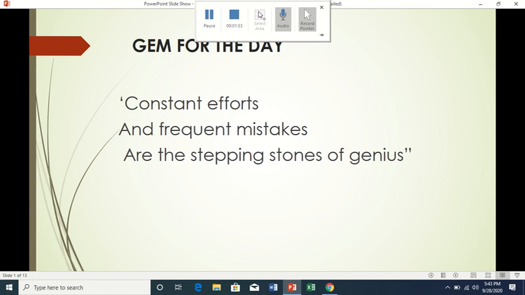And that is why our brother Albert Hubbard has said this gem: constant efforts and frequent mistakes are the stepping stones of genius. I agree with him. I think you do too. So let us not become weary or disappointed when we make a mistake, because stress will not change our tomorrows. It only will change the joy of our day.